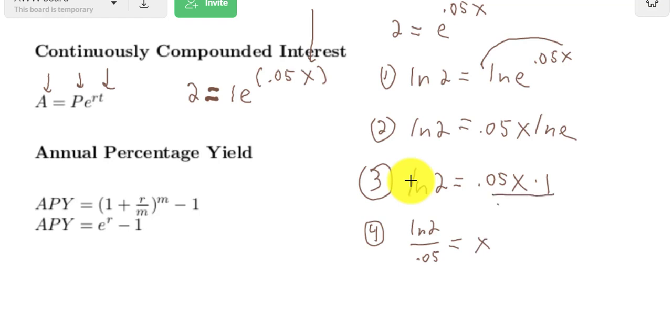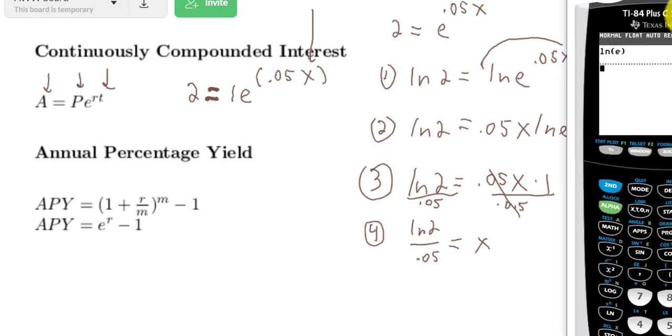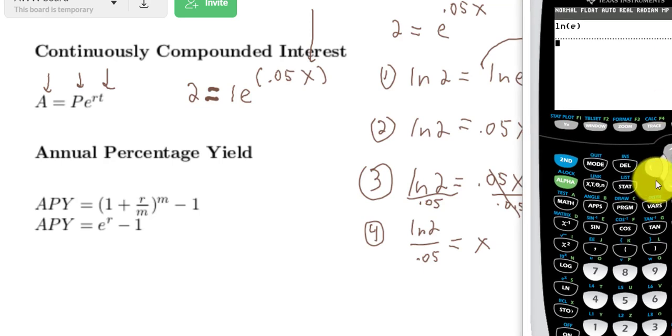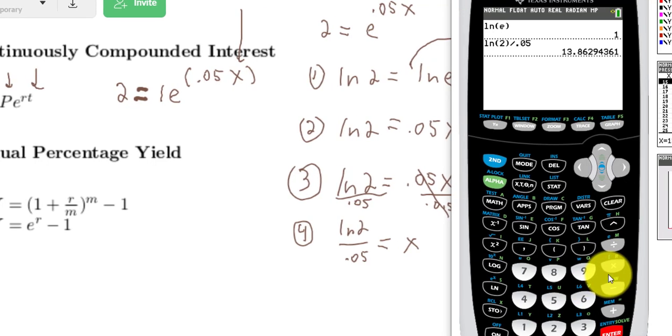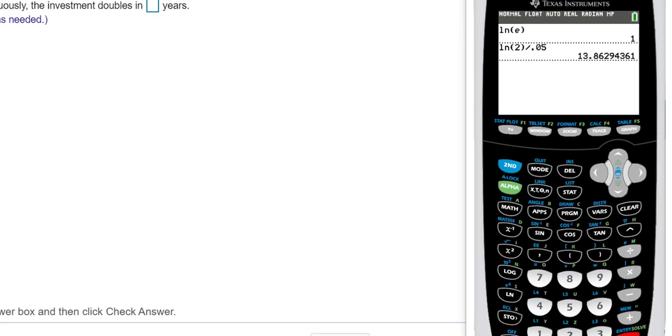Because I'm going to divide both sides by 0.05 to get x by itself. Right? This is like x times 1, which is the same as x. So when I put this into my calculator, I'm going to do the natural log of 2 divided by 0.05. I press enter. I get 13.8 and change.